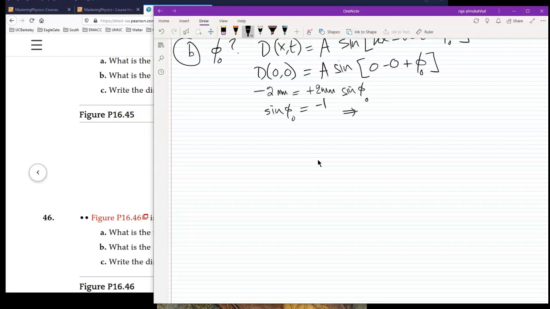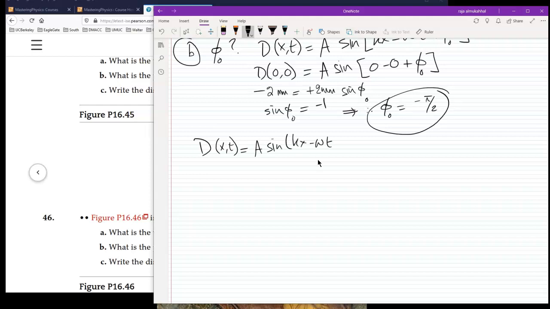And this immediately gives me, so therefore, phi naught is minus pi over 2. Got it? So that's the initial displacement of it. So now when I go back and write the displacement function, it's going to look something like this. Let me just write it down. A sine(kx minus omega t plus phi naught).